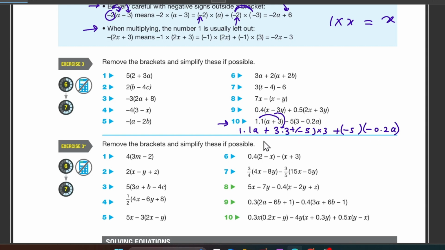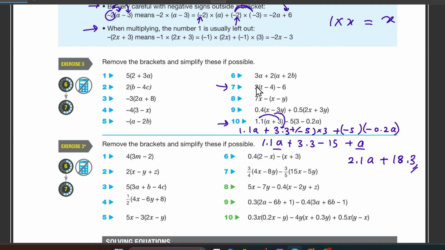Okay, now we get 1.1a plus 3.3. Here we get minus 15 plus a. Then we can simplify the like terms. These two are like terms. 2.1a plus 18.3. Okay, that's a simplification.